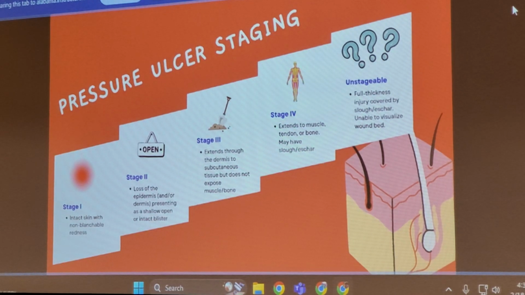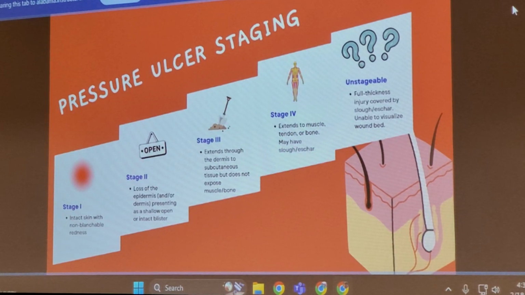Yes, ma'am. So what is the stage if the patient doesn't have a blister? How can I put it? So you know how if you were to scrape your hand or something? A skin tear? Kind of like that, but what stage would that fall in? Would that be 2? If it's caused by pressure, stage 2. Yep. Stage 3 is a little bit deeper, and you'll see that.